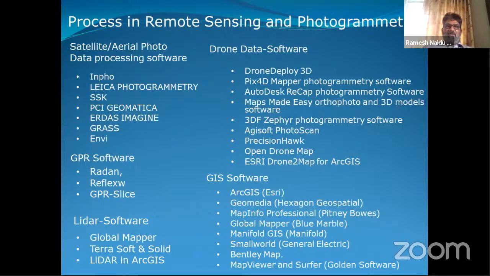And mostly, the softwares are bundled with so many modules. So it varies from basic software to high-end software. In the same software, you have basic module and high-end module. So this kind of facility they will provide so that one can purchase a basic module or one can purchase a high-end module. So this is the information that we have to see, what sort of softwares usually we use for processing using these latest technologies.